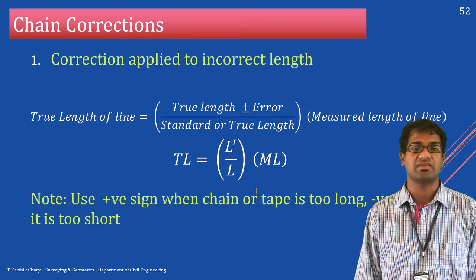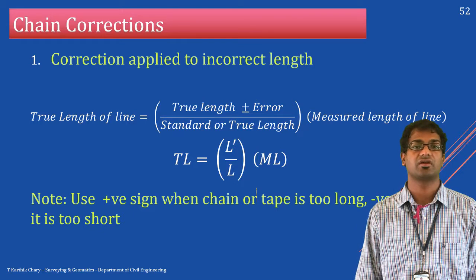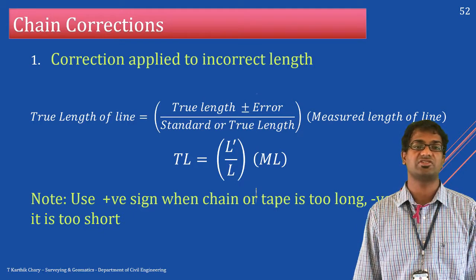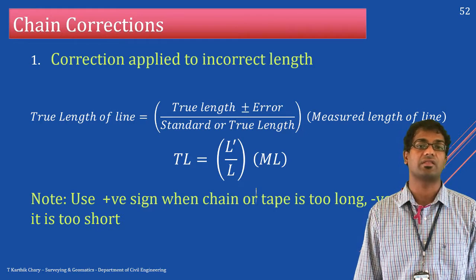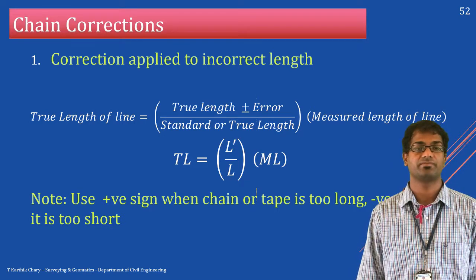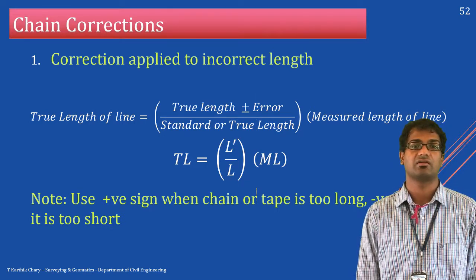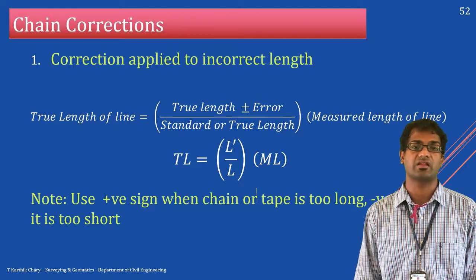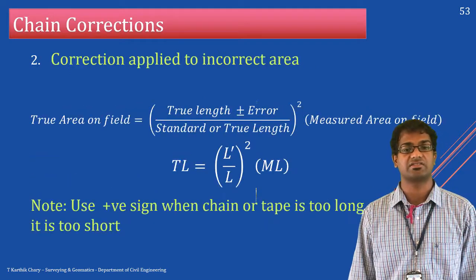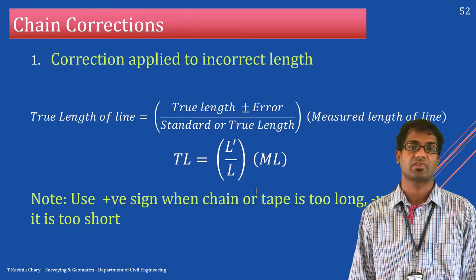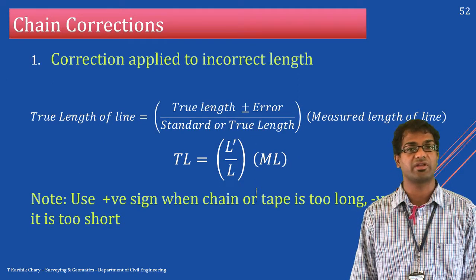What I mean to say is, if I have a 20 meter chain which is standardized at 15 degrees Celsius with a pull of 30 kg, you may not have the same temperature and same pull in the field. This may bring errors in the chain when it is used in the field, which need to be corrected later.